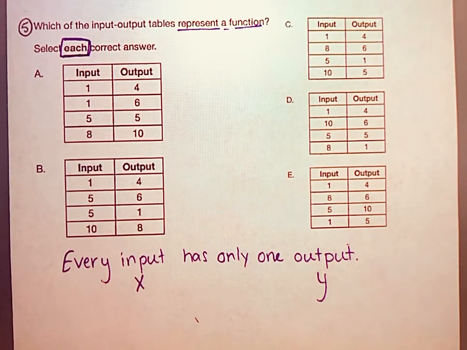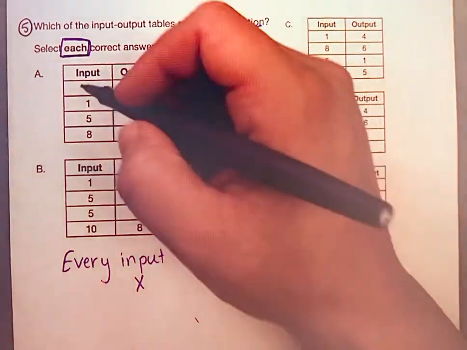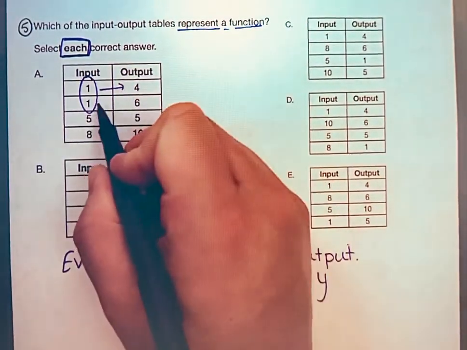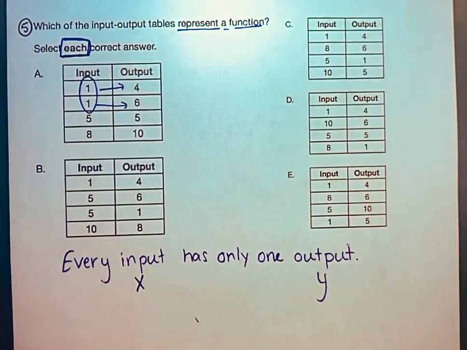But in this case, you can see their input-output values. So we're looking at our inputs. In order for it to be a function, every input has only one output. If it has more than one output, it's not a function. So A is not correct because one has an output of 4, one has an output of 6.